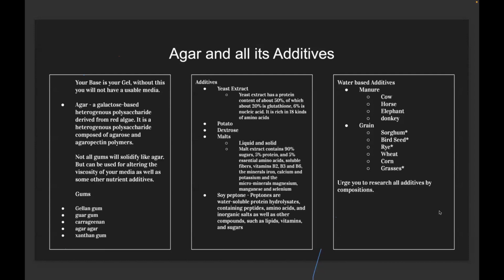Potato dextrose. Potato is good. You can also get pure dextrose. I don't think it's necessary. I think it's kind of expensive. You could just use potatoes or make your own potato dextrose. It works great. It's super cheap. It's a great malt alternative.